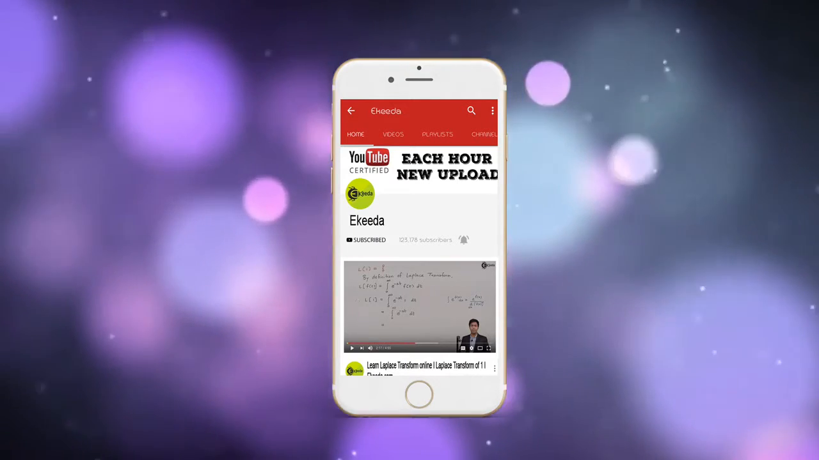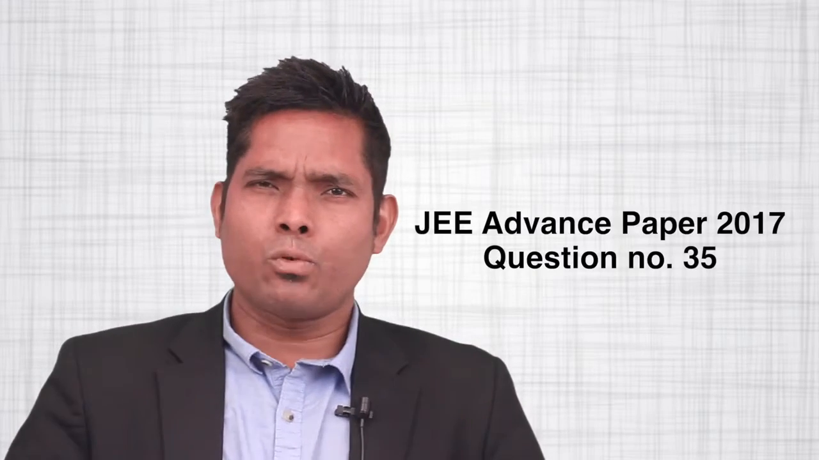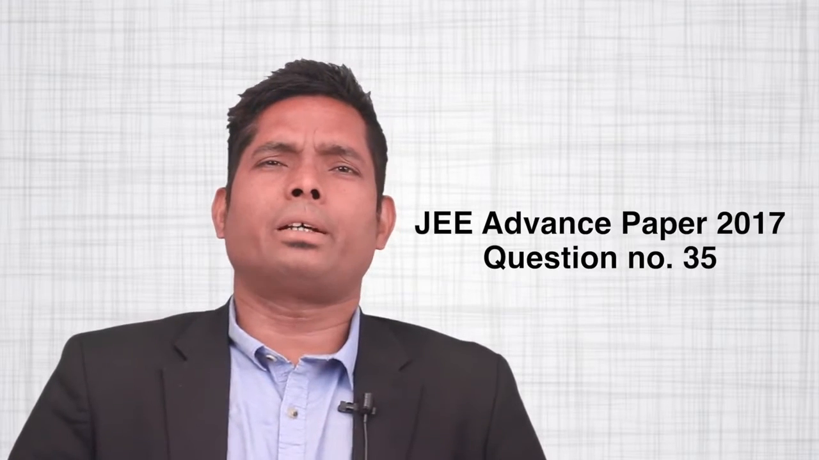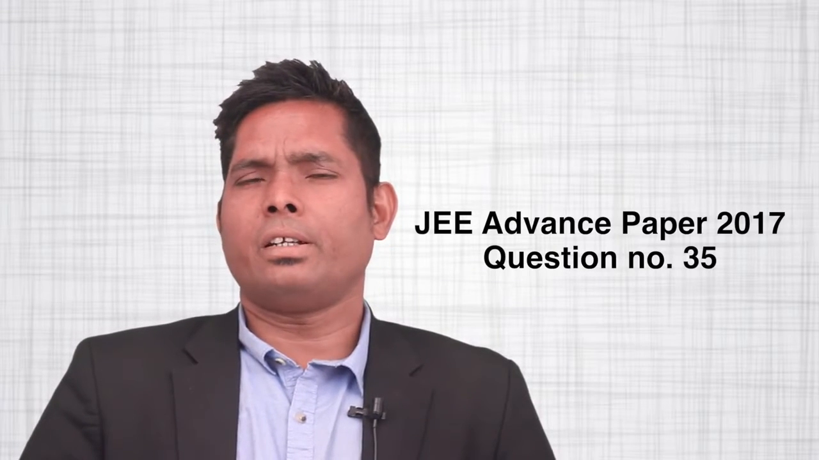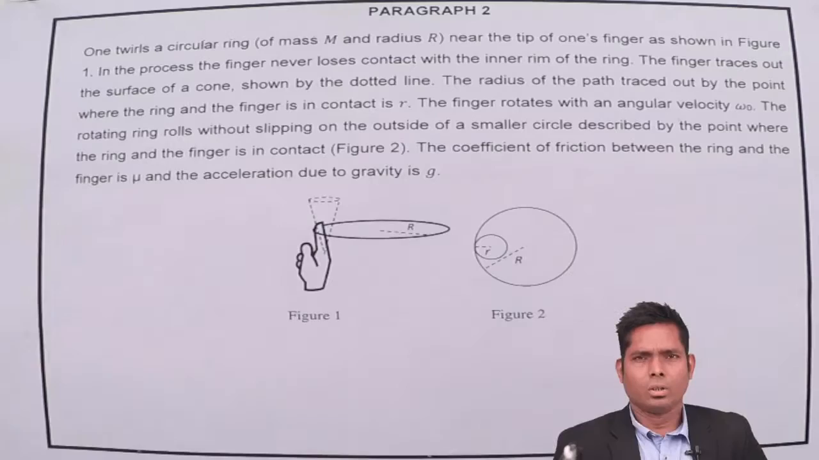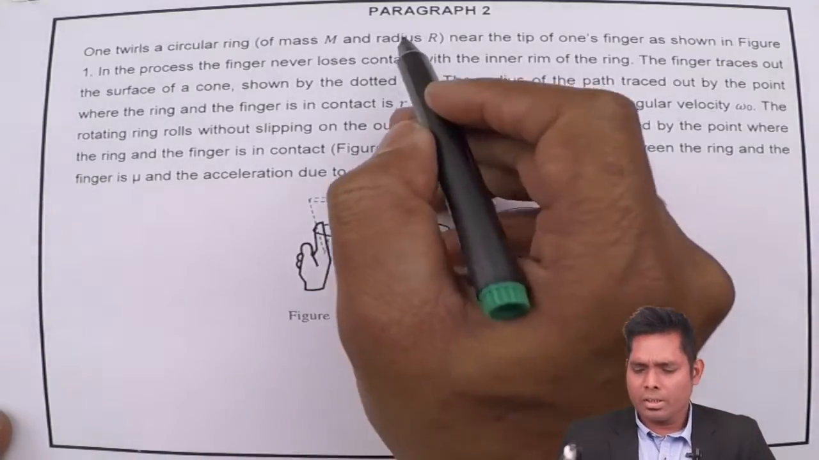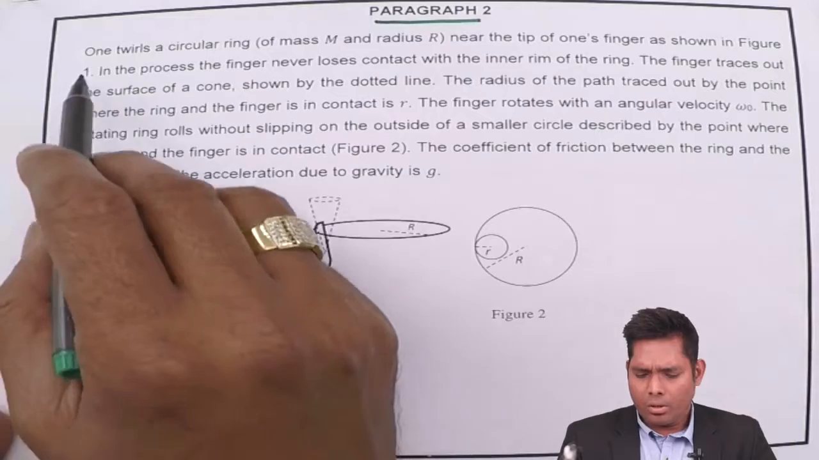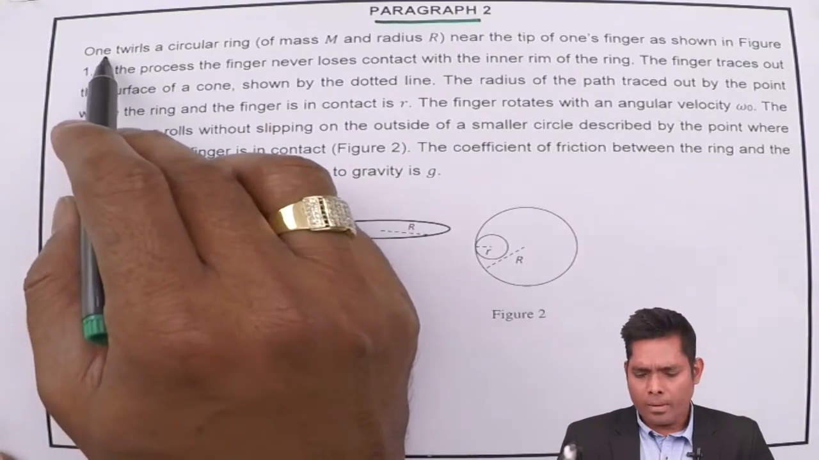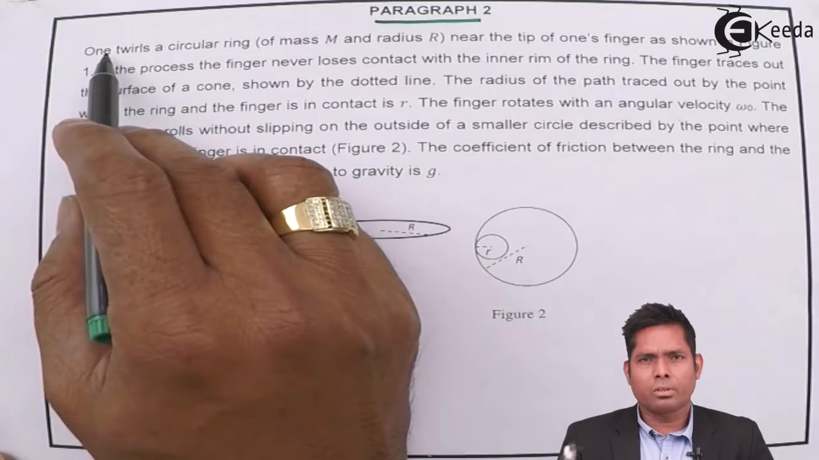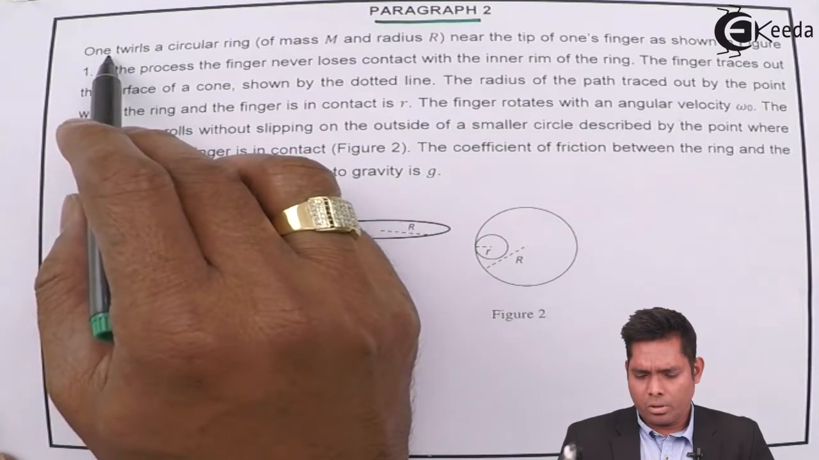Hello students, let us move to the next paragraph. Paragraph 2, question number 35, 2017 JEE Advanced Physics paper. Students, this is the second paragraph and it contains two questions. The first question we'll solve now. After that we'll solve the next question.